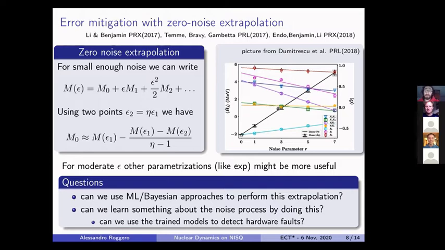So I told you about this calculation of real-time expectation values, right? But at the beginning, I was telling you about response functions, right?